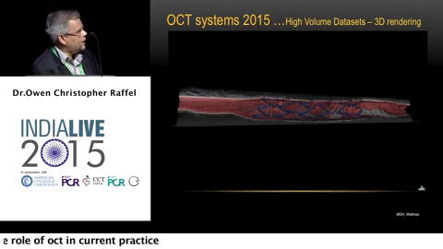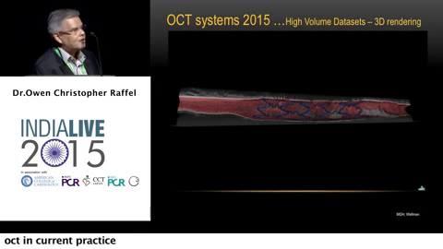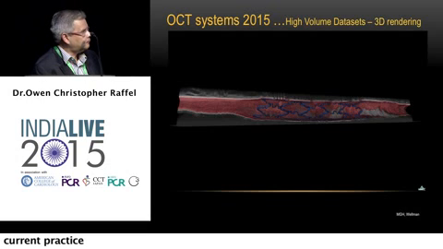Oh, there it goes. The other advantage is that we've got a very high volume data set, so 3D rendering, including now real-time 3D rendering, is possible. And certainly there's a big interest, particularly in Japan and in Europe, in looking at this for bifurcation stenting.